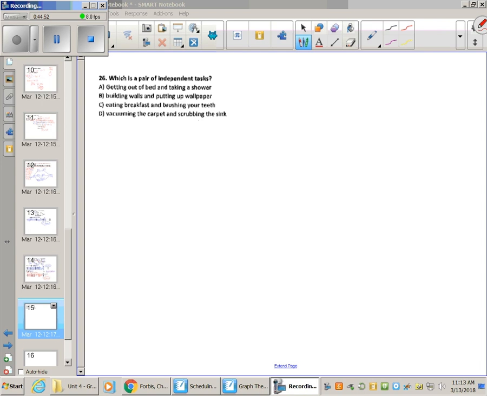Eating breakfast and brushing your teeth. Okay, well, depending on how you argue, though, you got to do one before the other. I say you eat breakfast and then go brush your teeth. And then lastly, D, vacuuming the carpet and scrubbing the sink. Well, it doesn't matter which one you do first there. Those are independent of each other. The answer is D.